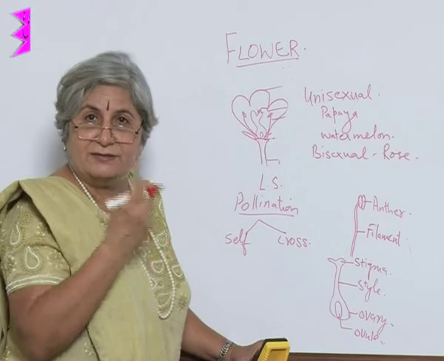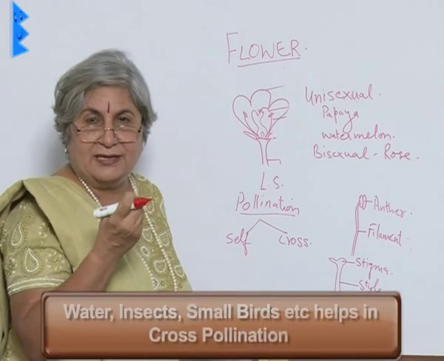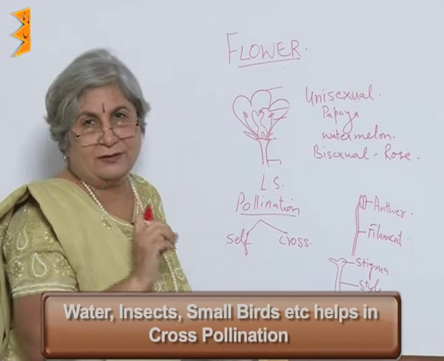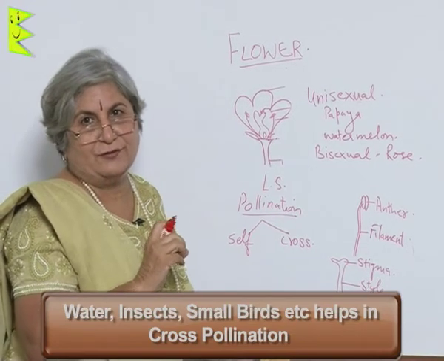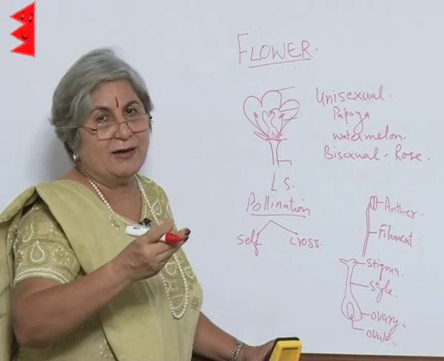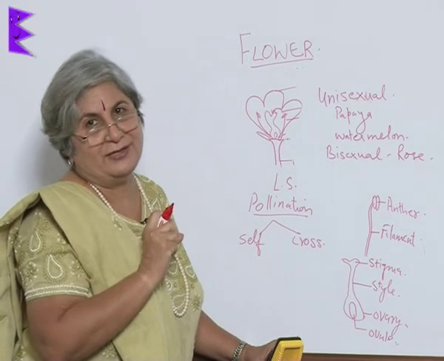It needs to have some medium. So, wind, water, insects and even small birds like hummingbird help in cross pollination. From pollination, we will move to the next part, which is the actual union of male and female gamete.